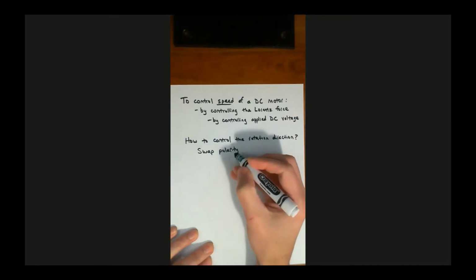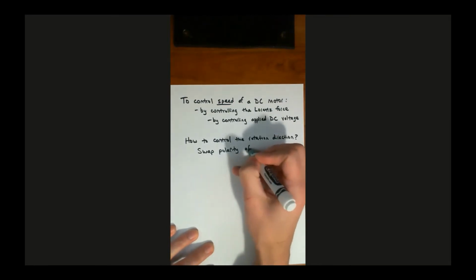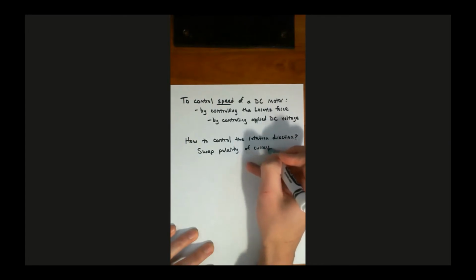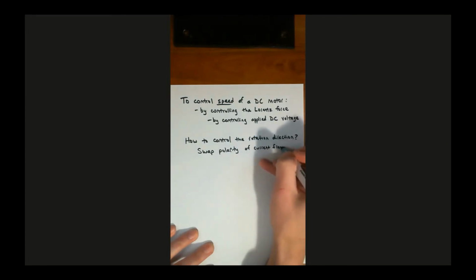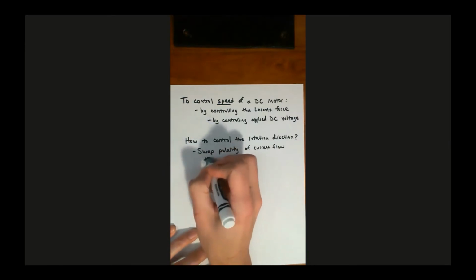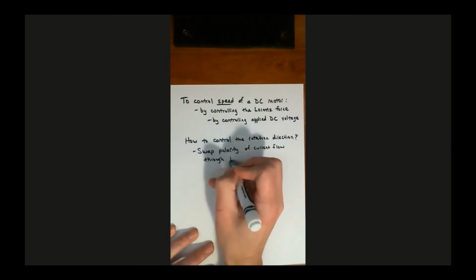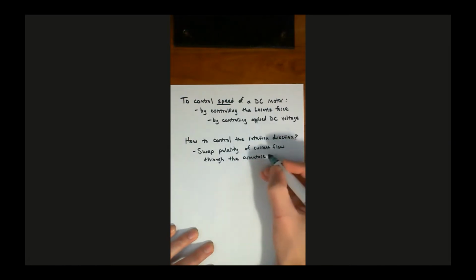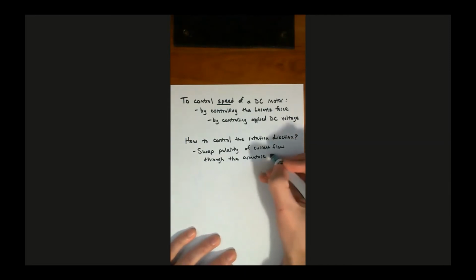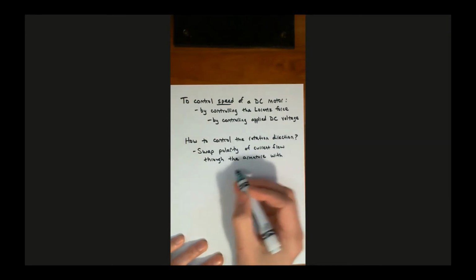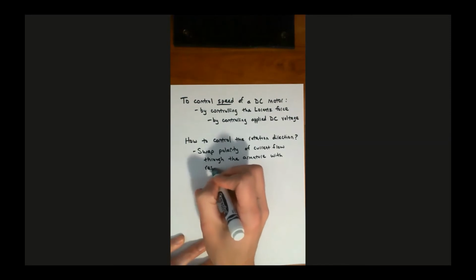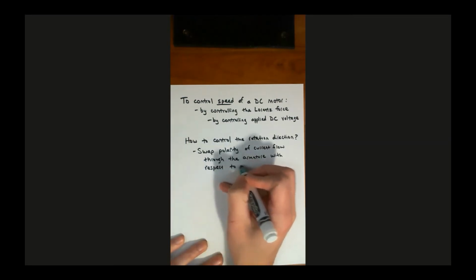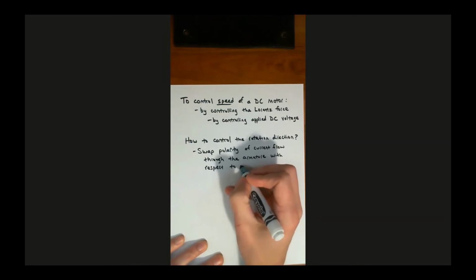swap the polarity of the current flow through the armature, but we need to make it a little bit more specific, and you'll see why in a little bit, with respect to the field. All right. We're swapping the polarity of the current flow through the armature with respect to the magnetic field.